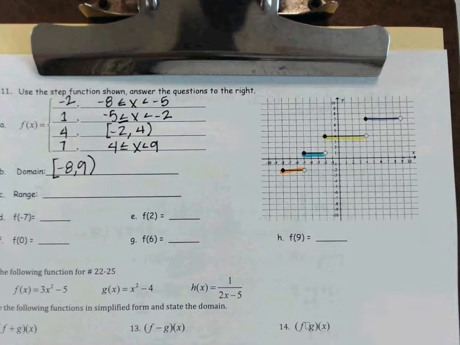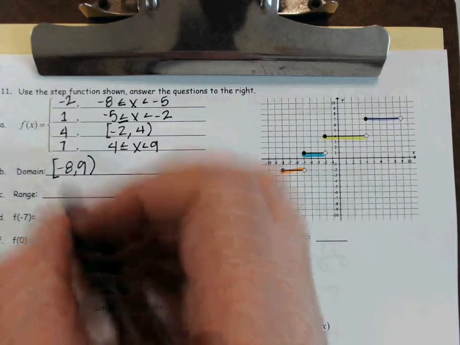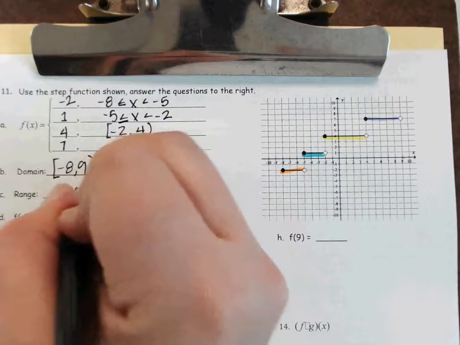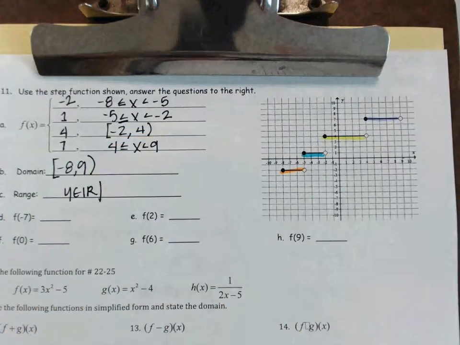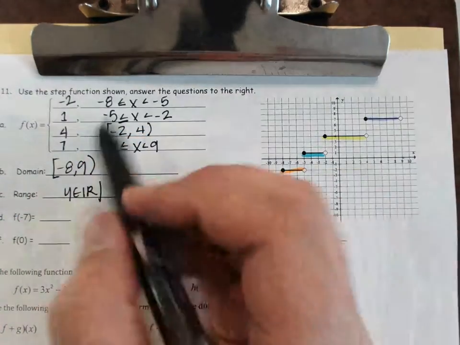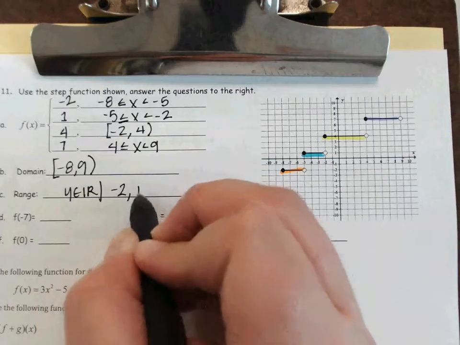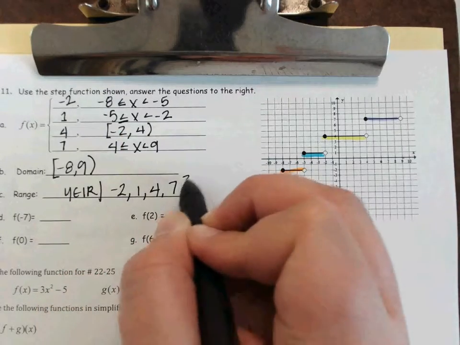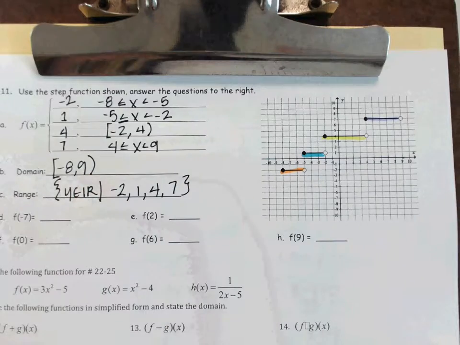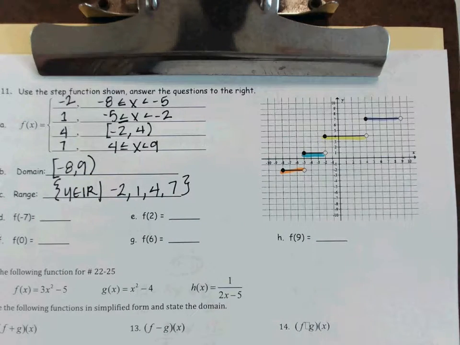But then remember, since it's a step function, you list the steps. And you don't do an inequality thing for your range. So you would just say, y within all real numbers, what can y be? Only 4 numbers: -2, 1, 4, 2. Those are the only numbers that y is allowed to be.